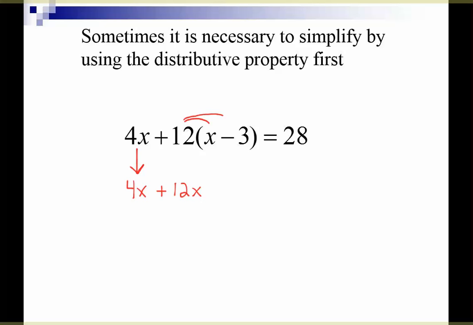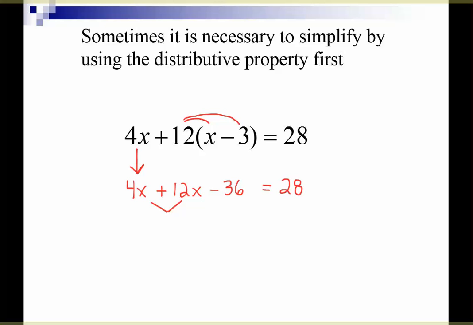And positive 12 times -3 is going to be -36. All equal to 28. So notice I use the distributive property first. Now what do you think I can do? Well, I can combine like terms.